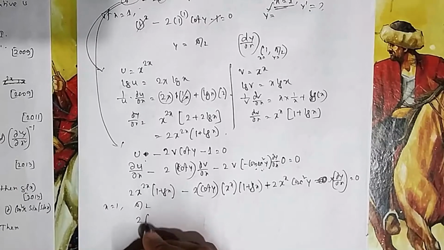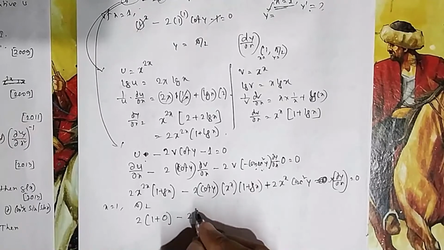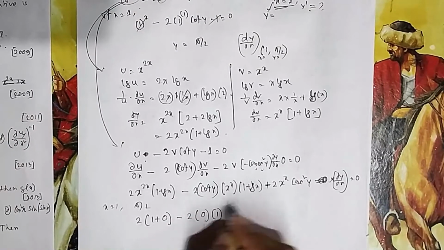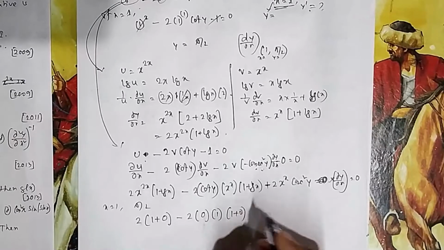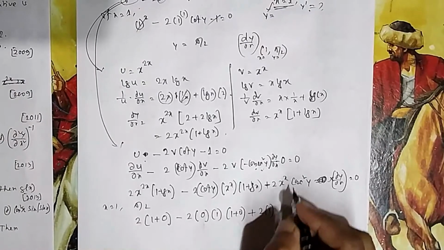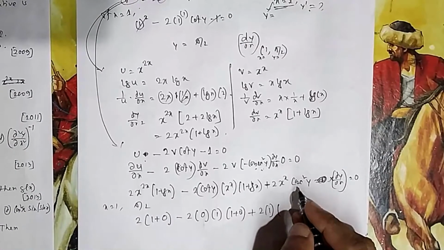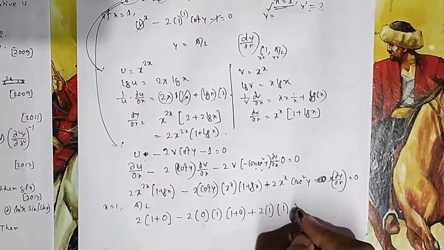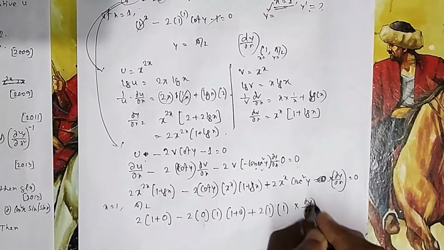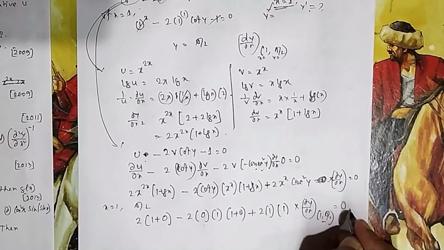So it will be 2 times (1 plus log 1, which is 0), minus 2 cot y; cot pi by 2 is 0. So no need to write all these things, but I am writing still. Cot pi by 2 is 0, plus 2 into 1 cosec square pi by 2. Cosec pi by 2 is 1, so cosec square is 1, into dy/dx at that point (1, pi by 2), which is required, equal to 0.